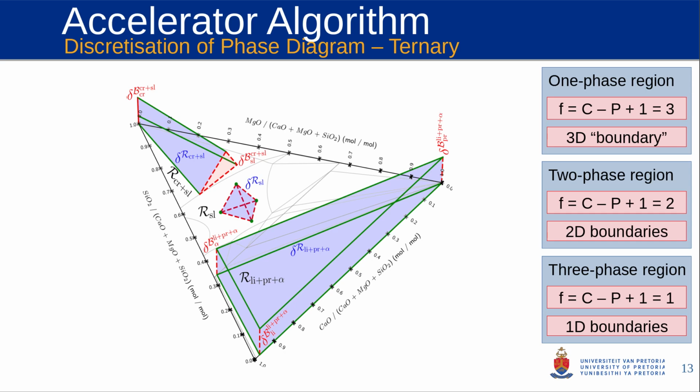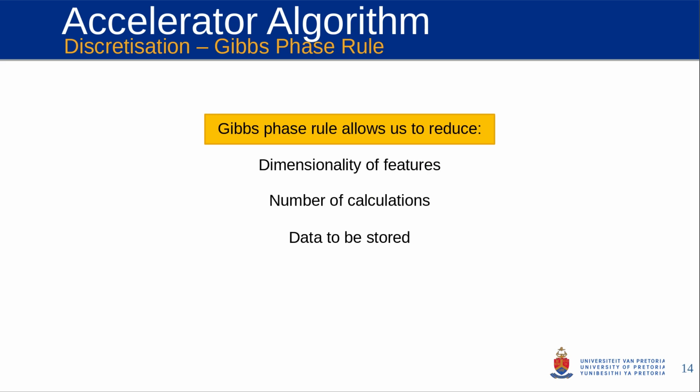By controlling how close or how far these tie lines, or tie triangles, are before we combine them into an interpolation cell, we can control the level of accuracy of the interpolation we will have. So this method allows us to at least have control over the accuracy. So the Gibbs phase rule allows us to reduce the dimensionality of the features that need to be discretized.